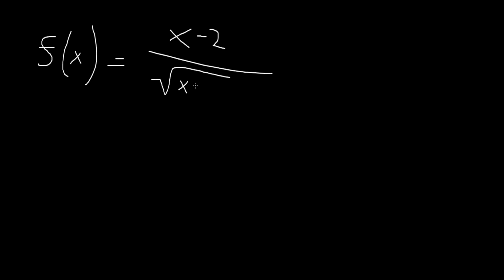So let's say f of x is x minus 2 over the square root of x plus 3. Okay, so square root, so x plus 3 has got to be greater than or equal to 0. But notice how there's no underline?